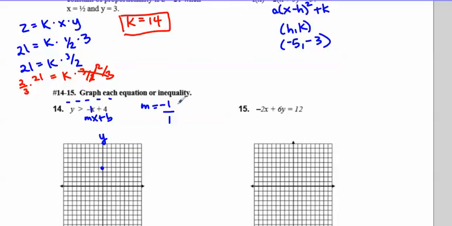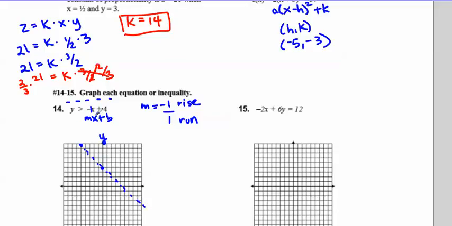So that means your rise is -1, and your run is 1. So down 1 over 1, down 1 over 1. And this is going to be a dashed line. You can continue the pattern backwards as well. Okay, so you can see the dashed line.